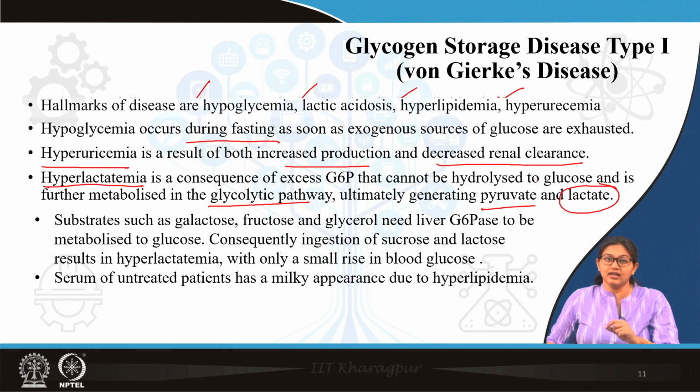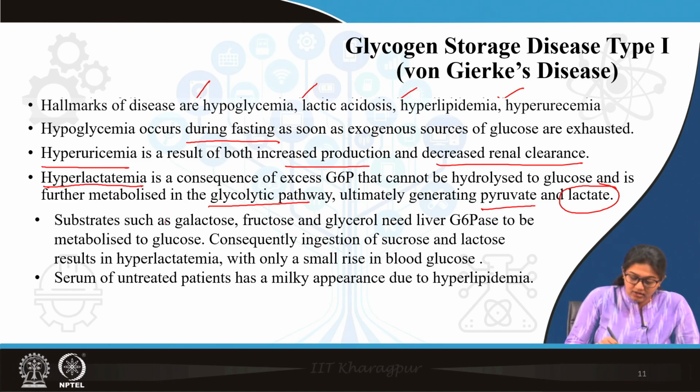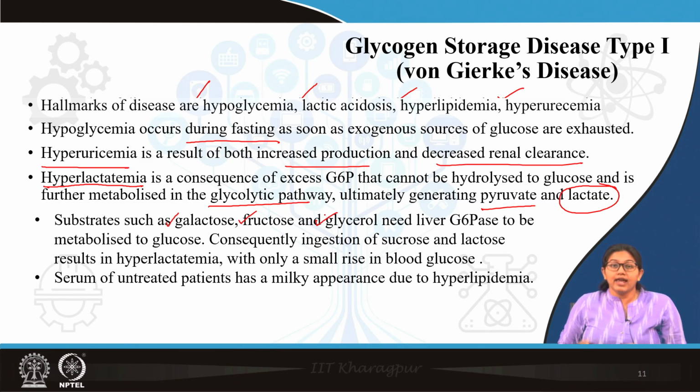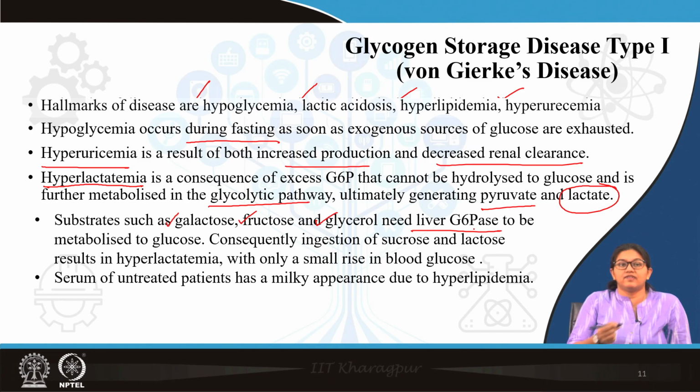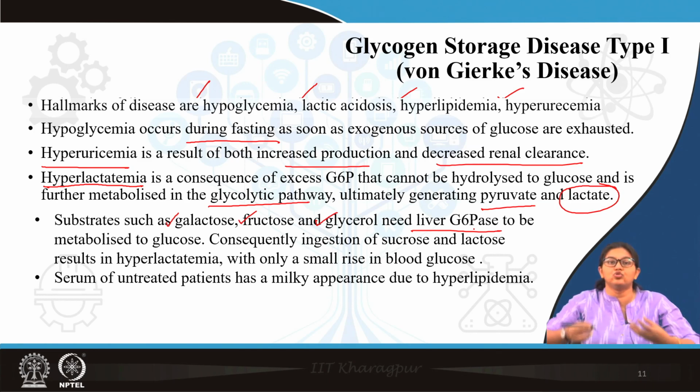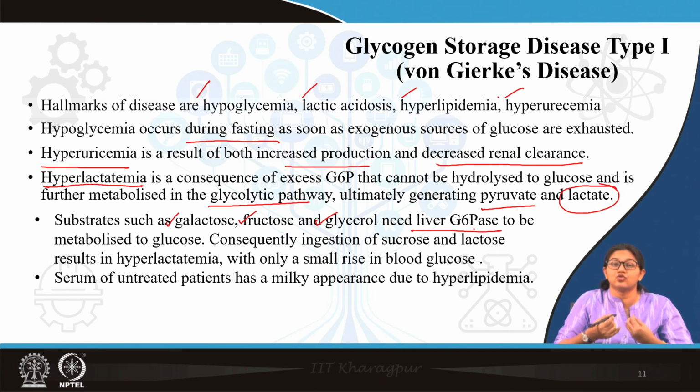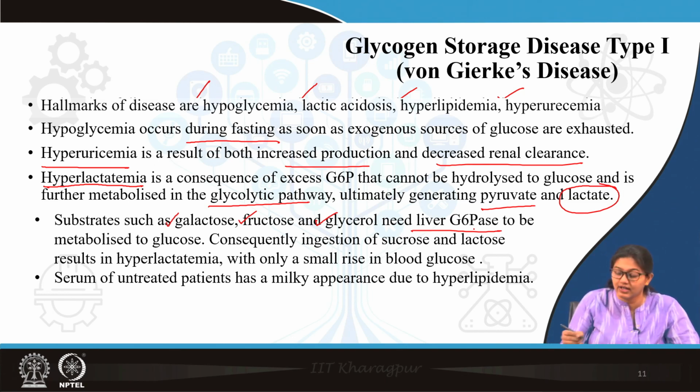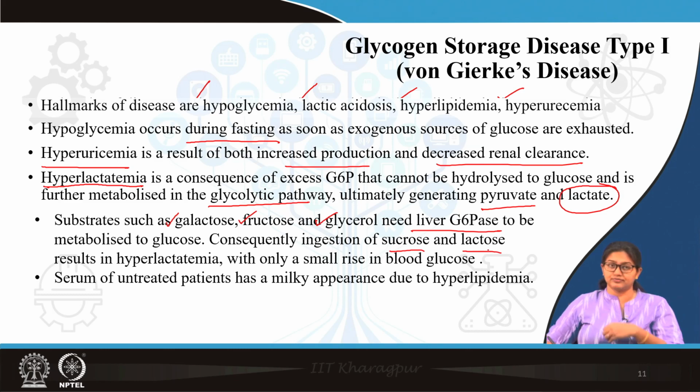Now, an important thing is, if you remember the feeder pathways of glycolysis, they are galactose, fructose, glycerol. They are also dependent on this liver glucose 6-phosphatase enzyme to be metabolized to glucose. Now, once again, if these carbohydrate sources are ingested in the form of sucrose, lactose, they are also finally giving rise to hyperlactatemia.